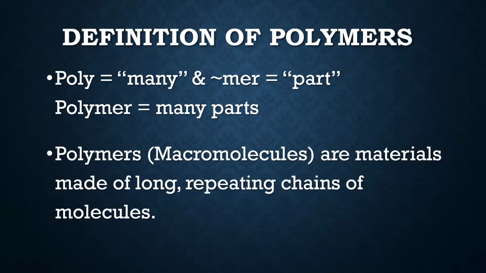Polymers, sometimes called macromolecules, are materials made of long repeating chains of molecules. So they have many parts. Every polymer is a repeating unit of a molecule. For example, polyethylene. Polyethylene is many ethylene parts linked together to form polyethylene, and so on.